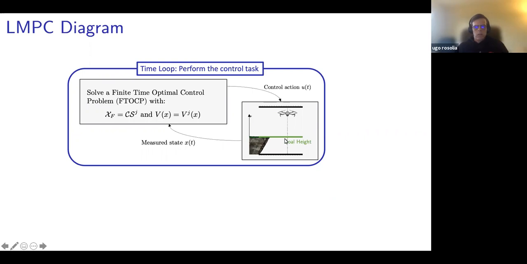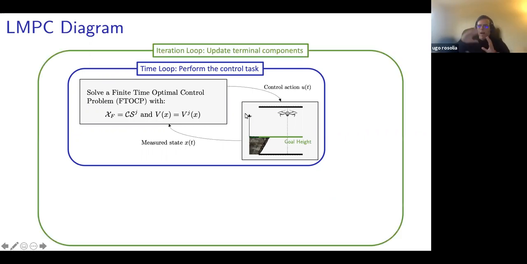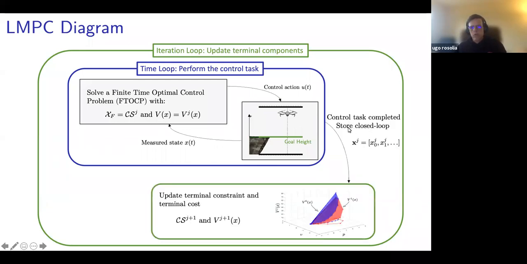And after completion of our control task, we have an outer loop, which is an iteration loop, where we store the closed loop trajectory, and we use historical data to update the terminal cost and the terminal constraint, which are again used to run the control task once again. And what we discussed last time is that this finite time optimal control problem block can be solved with your favorite optimization solver. So here I want to stop for a second to see if there are any questions about this diagram.